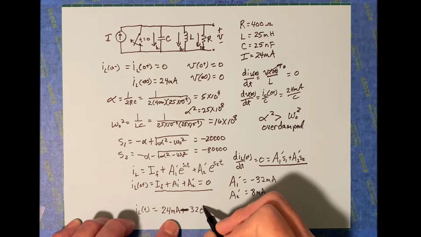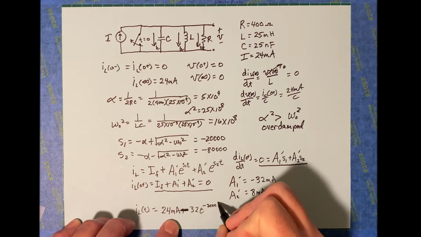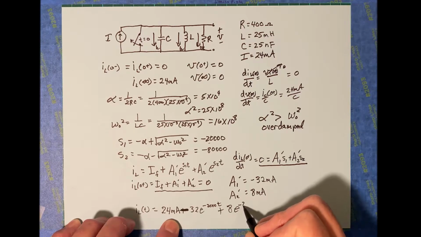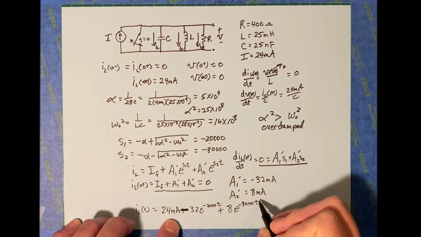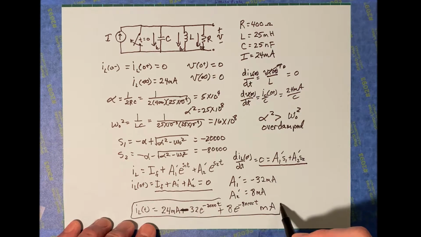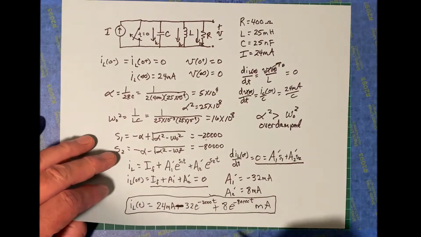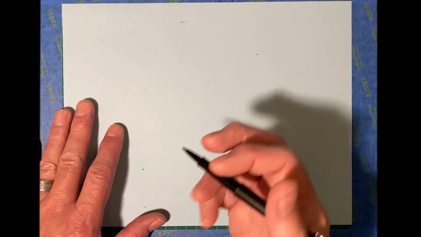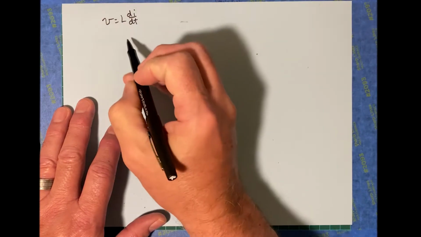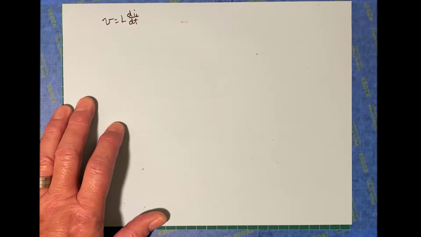32e to the negative 20,000 t plus 8e to the negative 80,000 t, and the units here are milliamps. Okay, so we've got our I sub L at this point. Now you can use that I sub L to compute voltage, let's say. V equals L di dt. That's the relationship between voltage and current for inductors. So specifically, this is I sub L right there.